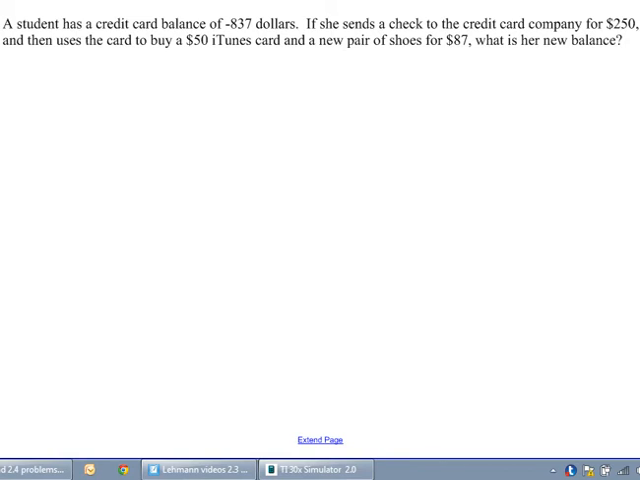A student has a credit card balance of negative $837. If she sends a check to the credit card company for $250 and then uses the card to buy a $50 iTunes card and a new pair of shoes for $87, what is her new balance?